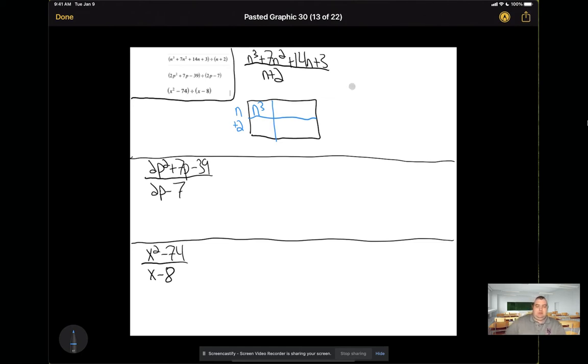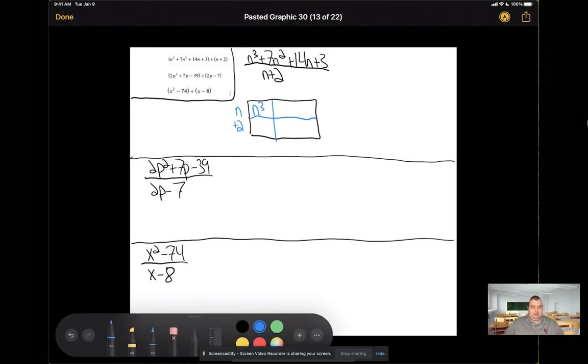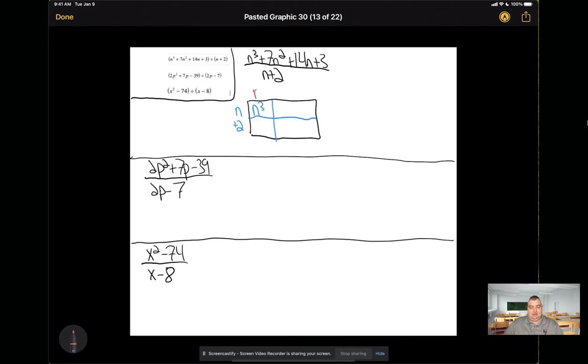So, first things first, n times what is n cubed? That's going to be n times n squared. All right, and once I figure out what goes on top of the column, I can finish the column. So n times n squared is n cubed. 2 times n squared is 2n squared.